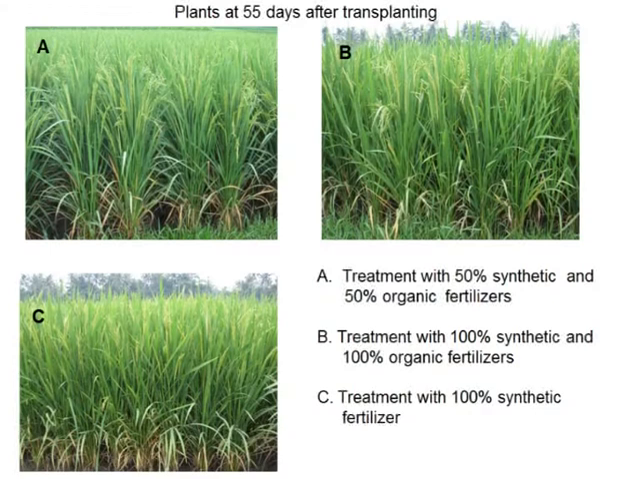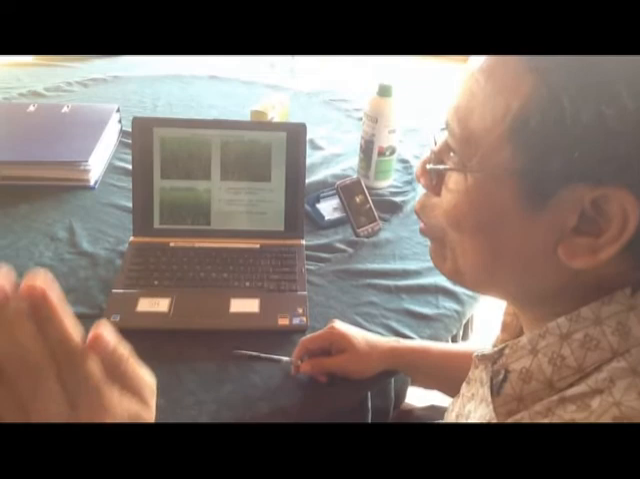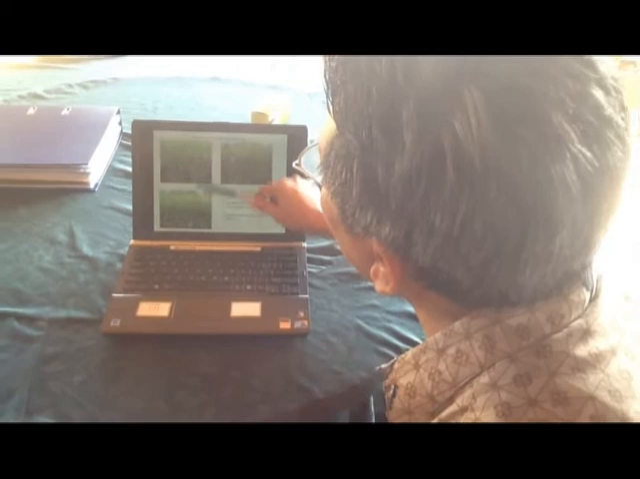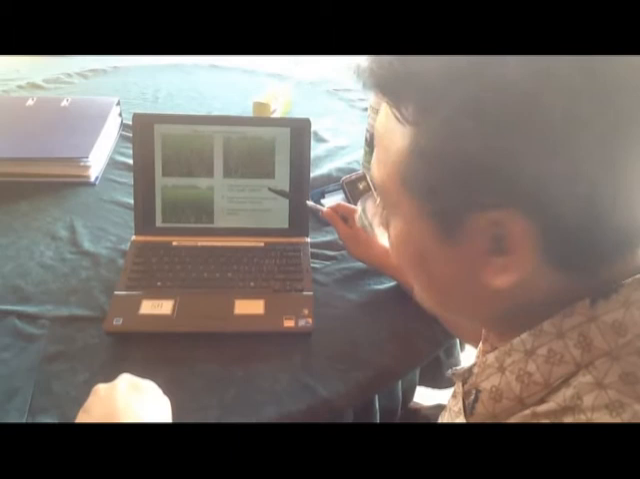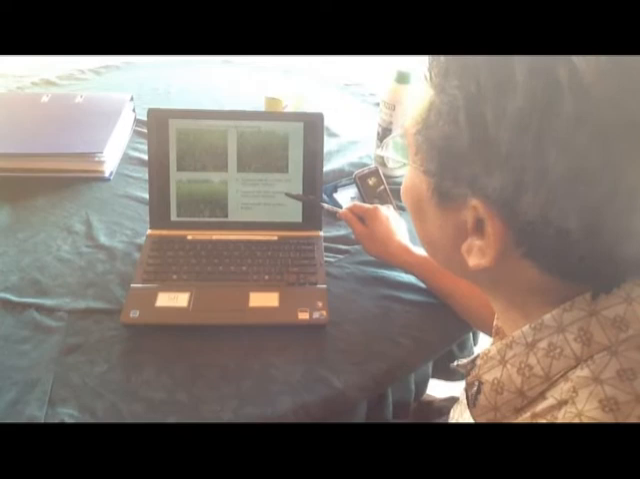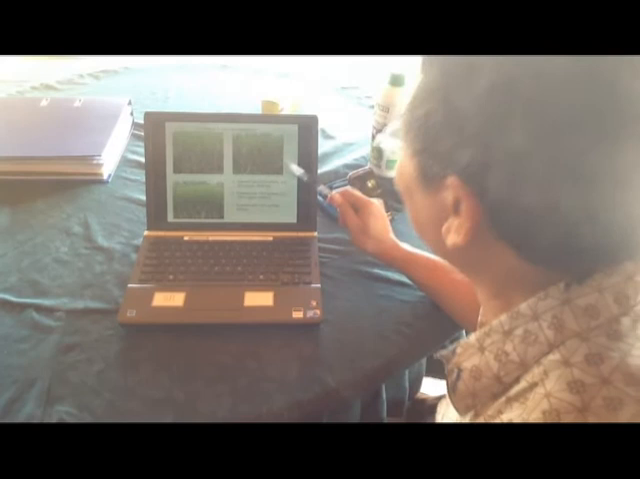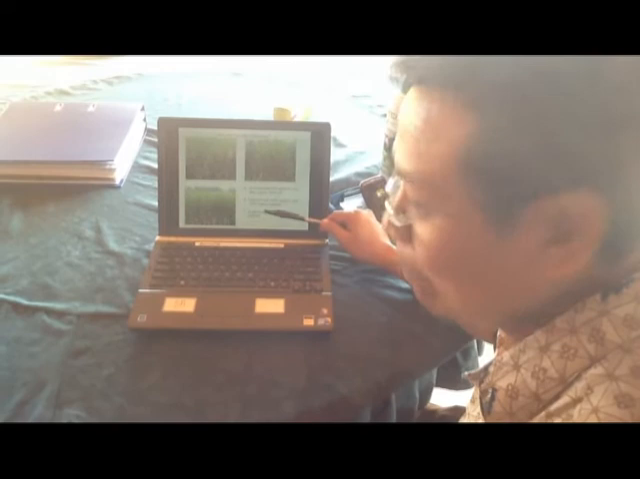Our target now is to increase the rice yield on one hand, but we would also like to reduce the use of synthetic chemicals. That is why our field experiment now has three treatments. The first is 50% synthetic, where we reduce synthetic fertilizer by 50% but use a 50% organic fertilizer dose. The second is 100% synthetic with a 100% organic fertilizer dose, one to one. And the third is only 100% synthetic fertilizer, which we call the conventional rice farming system implemented by the farmers.